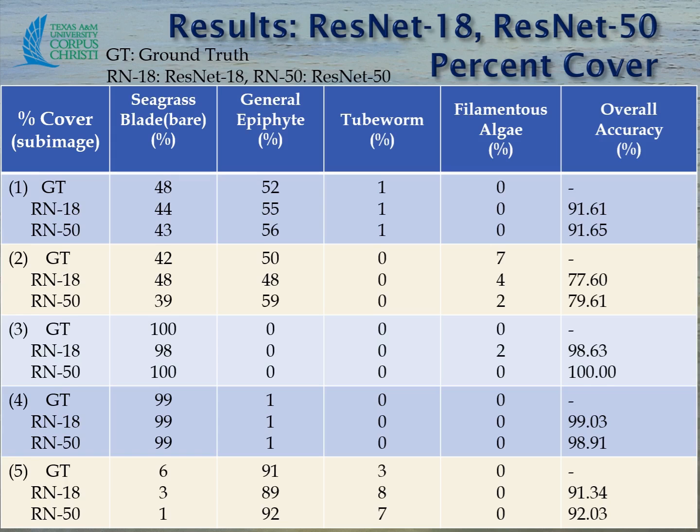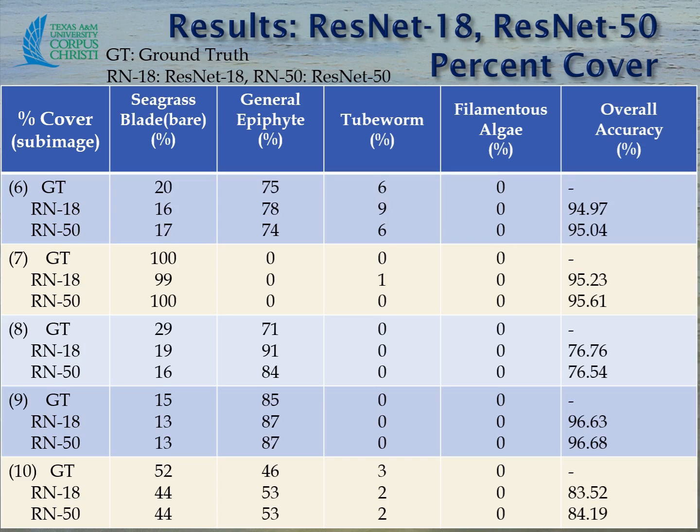The percent cover for the 4 categories of seagrass cover or composition is summarized in this table for the 5 sub-images presented in the previous slides. Overall classification accuracy based on ground truth are relatively similar for both ResNet 18 and ResNet 50.